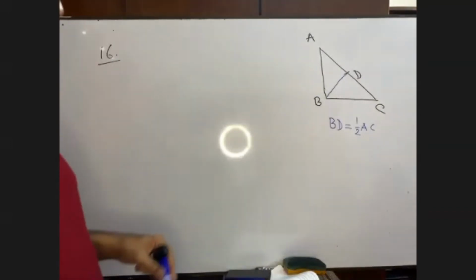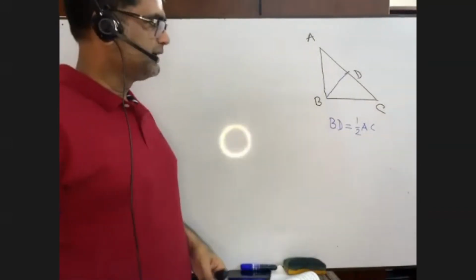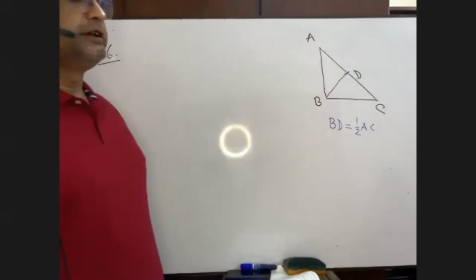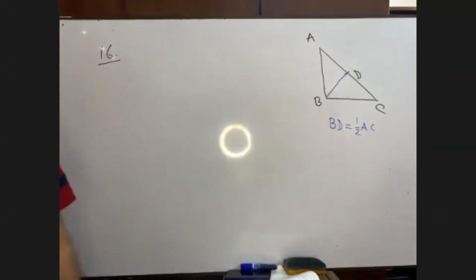Okay. Now you see what is given. Angle B equals 1 right angle and D is the midpoint. Read the question. What is given at first? You have to know what is given. Angle B equals 1 right angle, D is the midpoint.